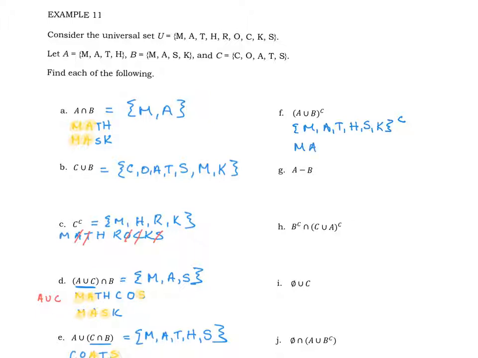So if we write down the universal set, remember the complement is I want everything that was in the universal set except for the A union B. So I'm going to get rid of the M-A-T-H and the S and the K, and I'm left with elements R, O, and C.